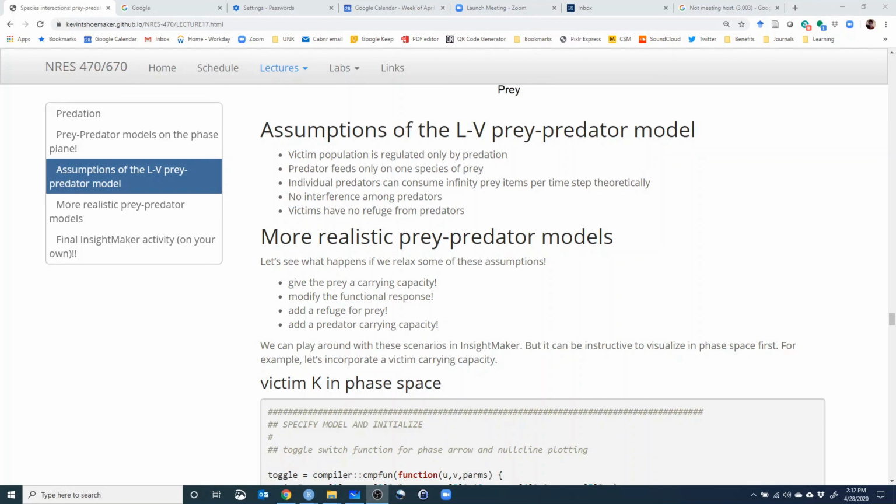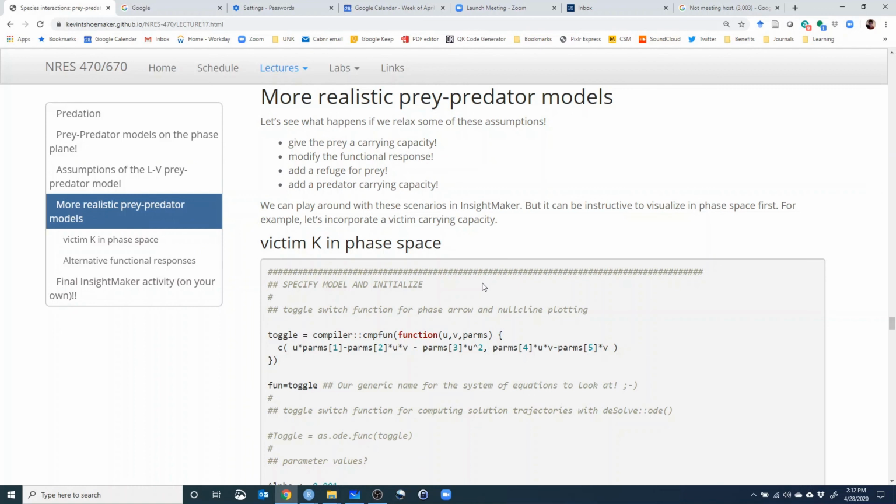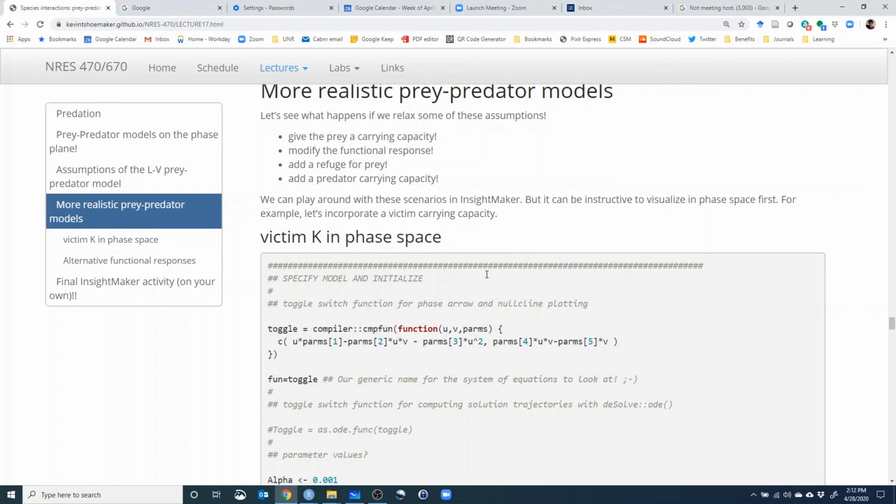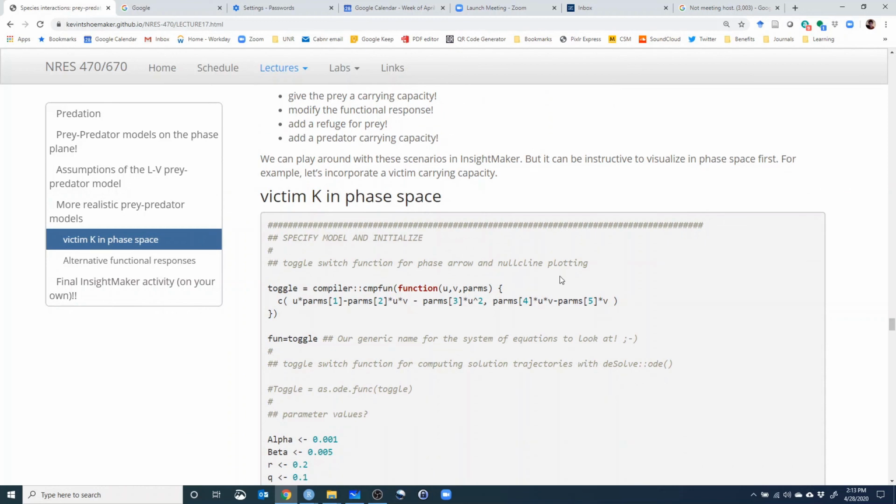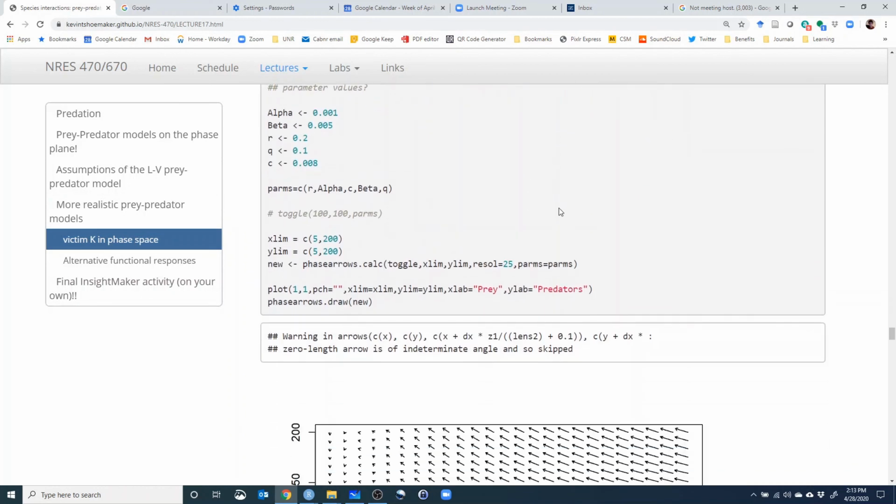So let's first relax the assumption of a victim not having any carrying capacity, like no density dependence in the victim population. That is the assumption that victim population is regulated only by predation. That's kind of unrealistic. They can self-regulate too, using just the standard density dependence models that we've already learned and used. So let's look at a victim carrying capacity, and we can do that. And we already did that in the R example. So we can run through that pretty quickly.